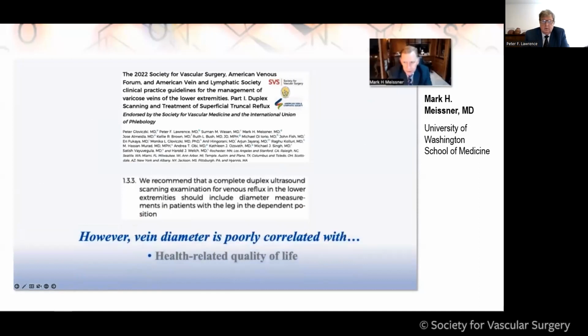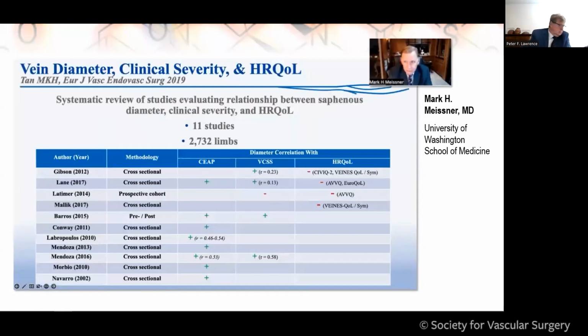However, it is important to note that isolated diameter measurements poorly correlate with the degree to which a patient's quality of life is impaired or with improvement after superficial venous intervention. For example, in this systematic review of 11 studies evaluating the relationship between saphenous vein diameter, clinical severity, and health-related quality of life, all 8 studies evaluating CEAP found a correlation between vein diameter and C-class. Similarly, among the 5 studies evaluating VCSS, 4 found a correlation, although often weak, between vein diameter and VCSS.